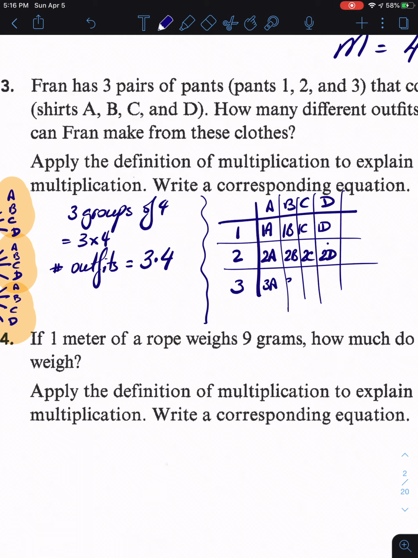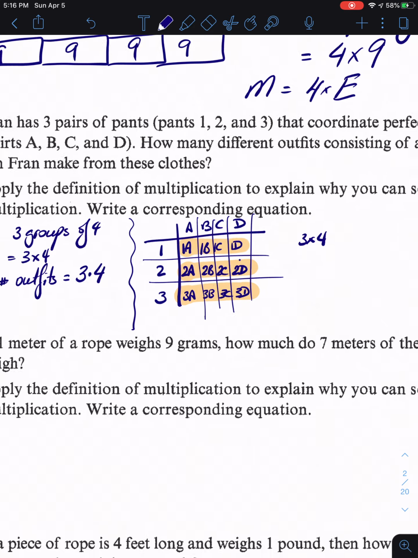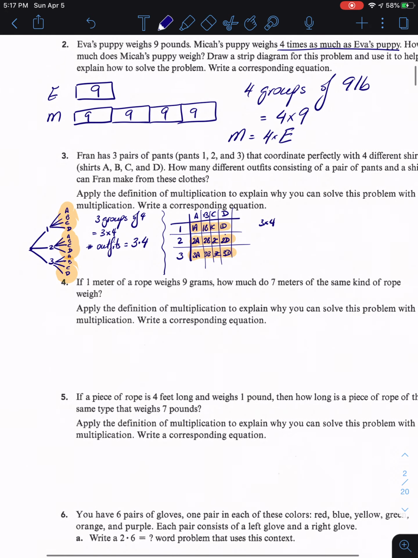And then the same thing in the bottom. So when we're looking at 3 groups of 4 here, we see that there are 3 groups of 4 potential outfits. 3 groups of 4. All right. So let's take a look at the next one.